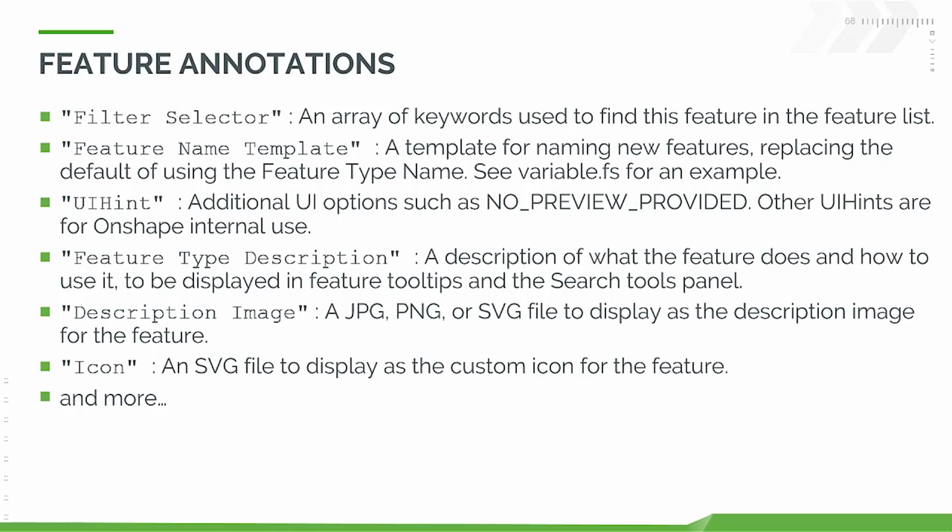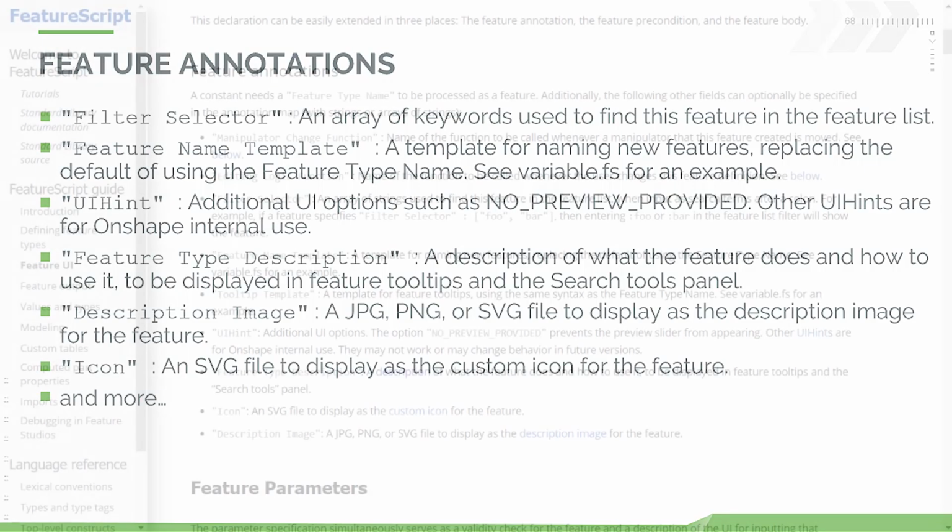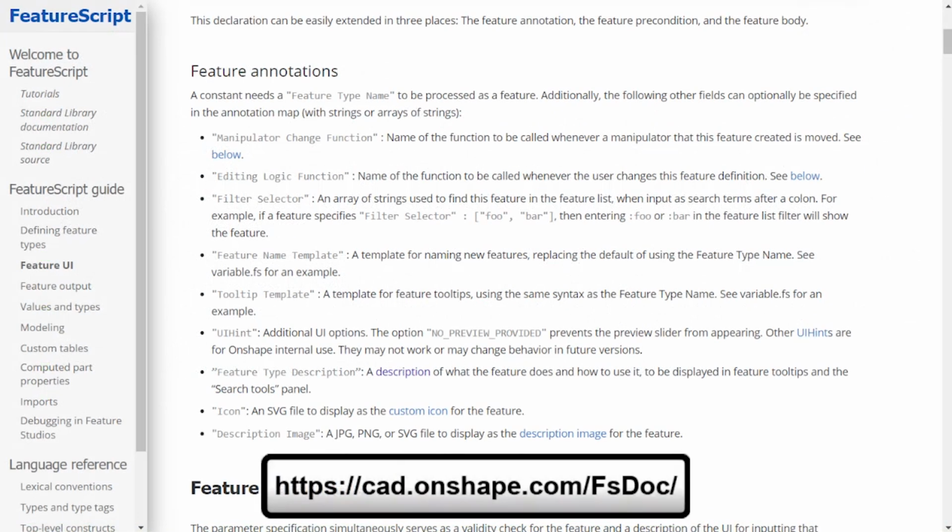The feature type description and description image are displayed in the Feature Tooltip and the Search Tools panel. Icon allows you to assign an icon to the feature. When no icon is assigned, Onshape displays the custom feature's name with initials. All of the feature annotations are listed out in the Feature UI section of the FeatureScript guide.